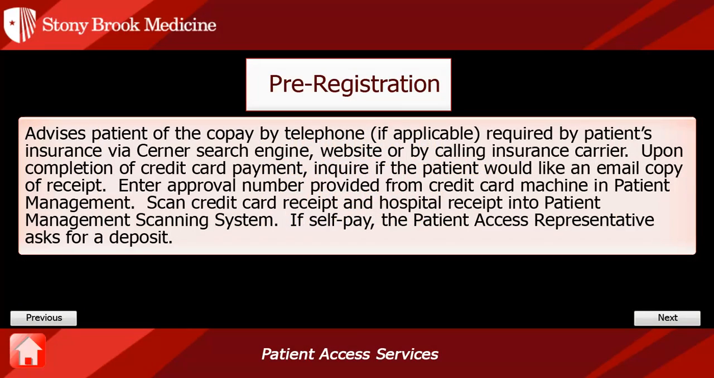Pre-registration advises the patient of the copay by telephone, if applicable, required by the patient's insurance via the Cerner search engine, website, or by calling the insurance carrier. Upon completion of credit card payment, inquire if the patient would like an email copy of the receipt. Enter the approval number provided from the credit card machine in patient management. Scan the credit card receipt and hospital receipt into the patient management scanning system. If self-pay, the patient access representative asks for a deposit.